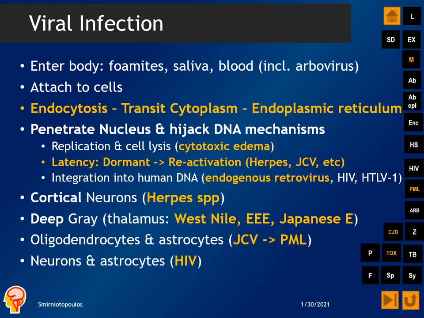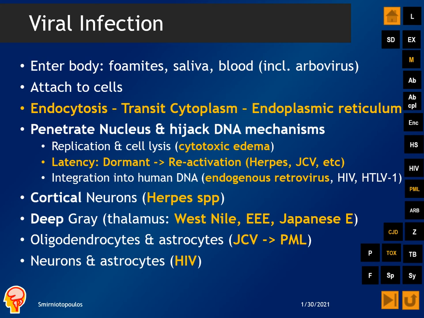So how do we get the infections? Well, the virus enters the body. It might enter the body as a respiratory source. It might enter the body by passing through the birth canal. There's endocytosis, and the virus transits the cytoplasm into the endoplasmic reticulum. Then it penetrates the nucleus and hijacks the DNA mechanisms. Generally, viral replication causes cell lysis, and that gives you cytotoxic edema.